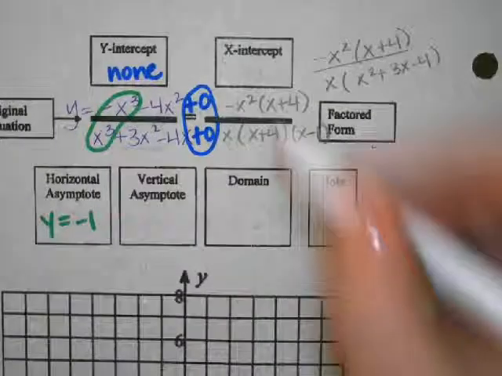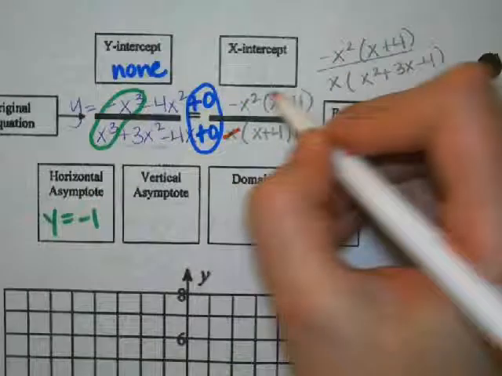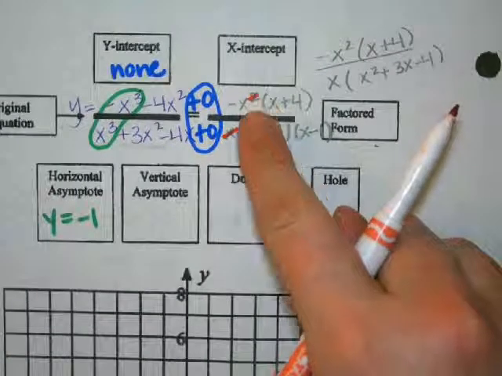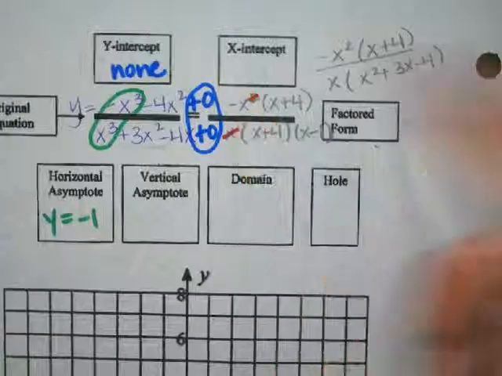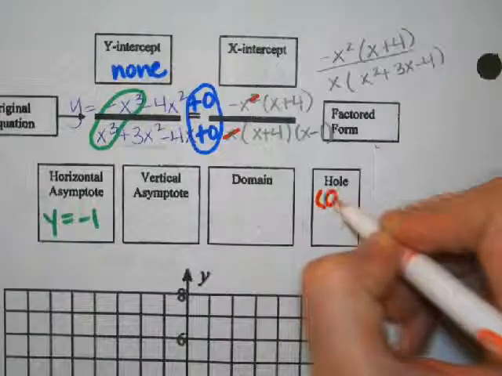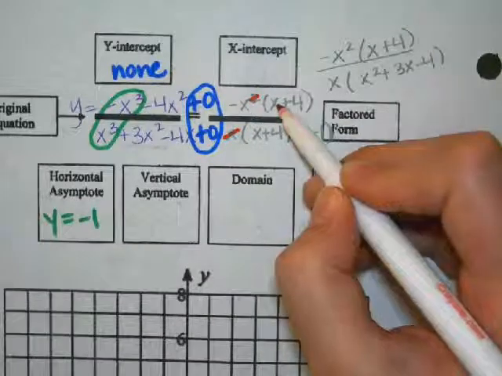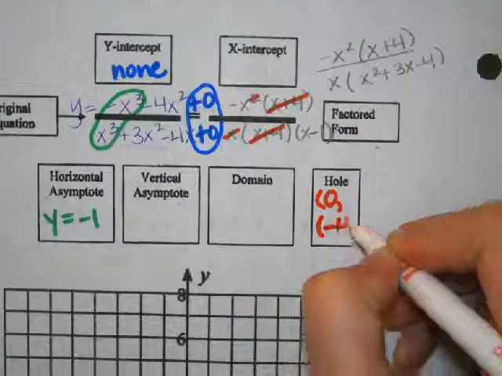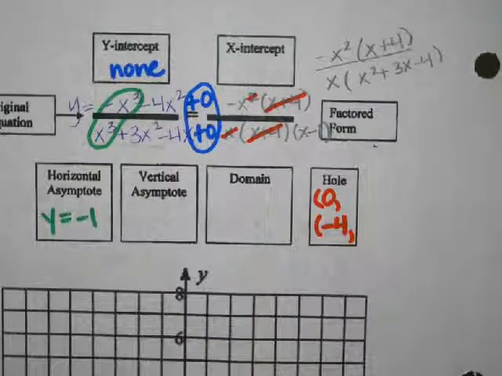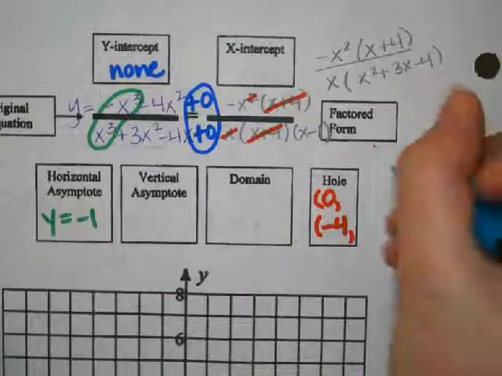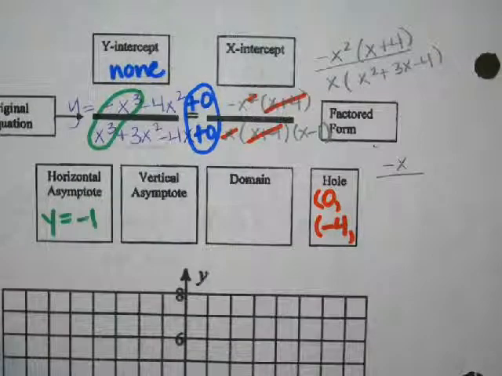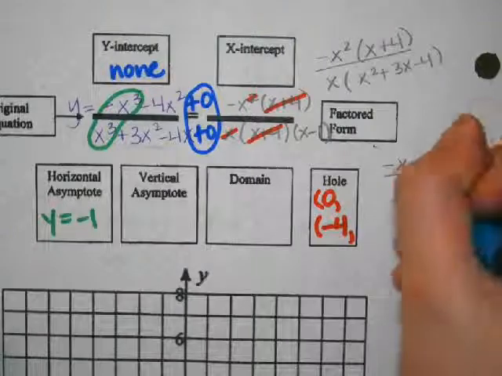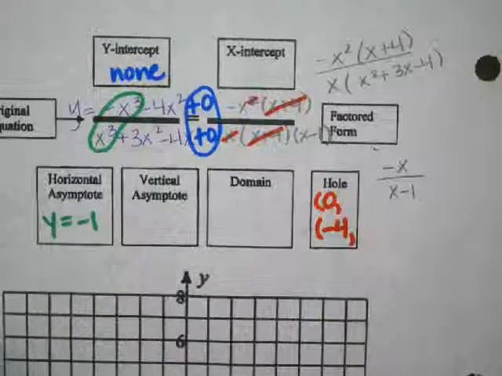There's 2 holes. So we have an x that cancels out with one of the x's but leaves one behind. So that means we have a hole with an x value of 0. We also have a hole with an x value of negative 4. Okay, so I'm going to go ahead and write my leftovers. I have a negative x left over on top. That's it. And then on the bottom, I have a leftover x minus 1.